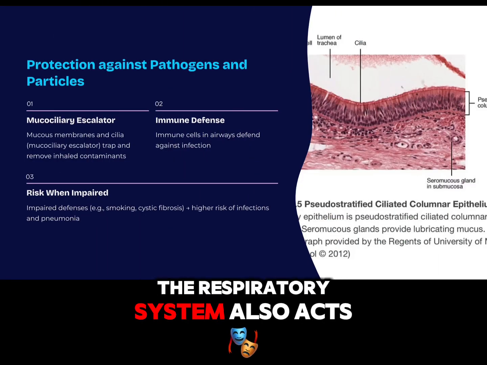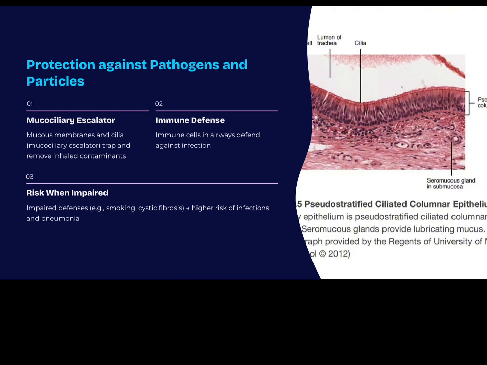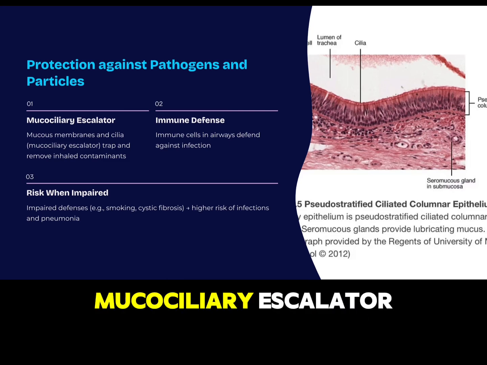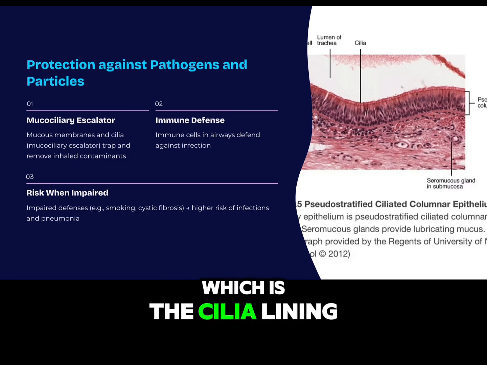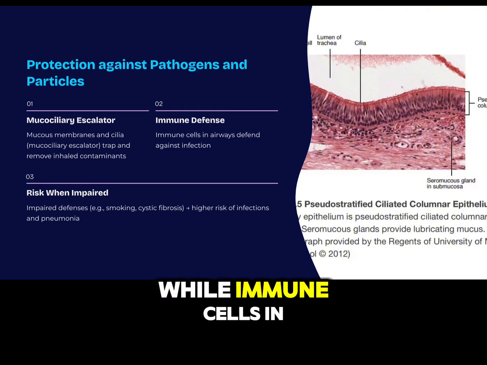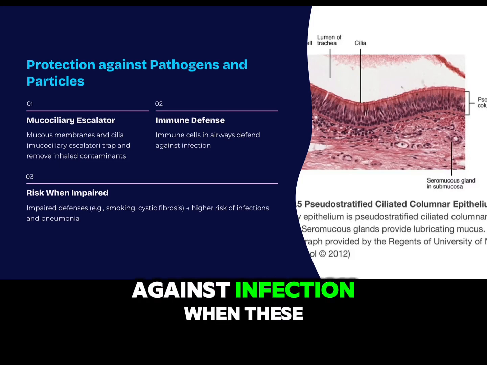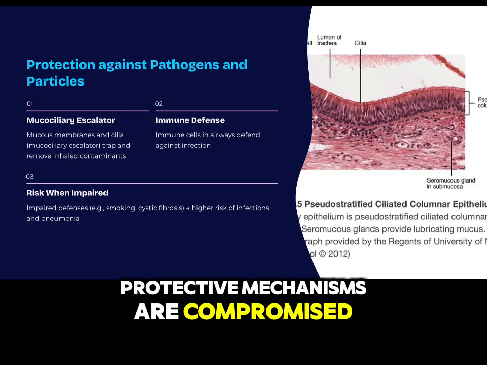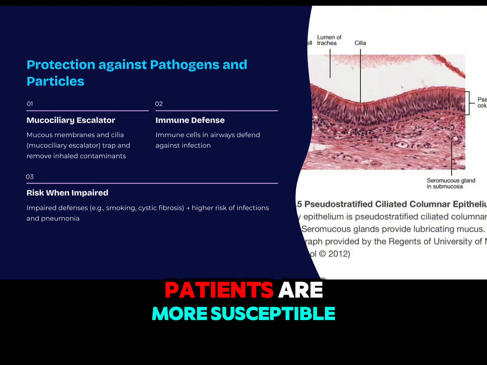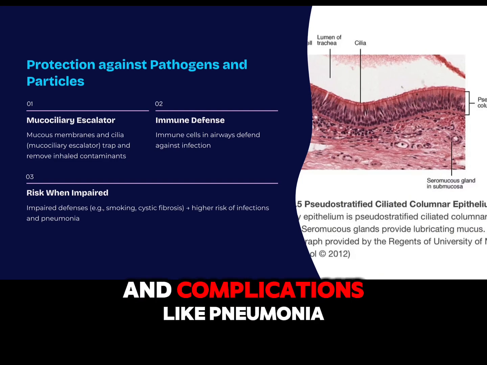The respiratory system also acts as a barrier against inhaled pathogens, dust, and other harmful particles. The mucous membranes and the mucociliary escalator, which is the cilia lining the airways, trap and remove contaminants, while immune cells in the respiratory tract mount defenses against infection. When these protective mechanisms are compromised, as in cystic fibrosis or after smoking, patients are more susceptible to frequent respiratory infections and complications like pneumonia.